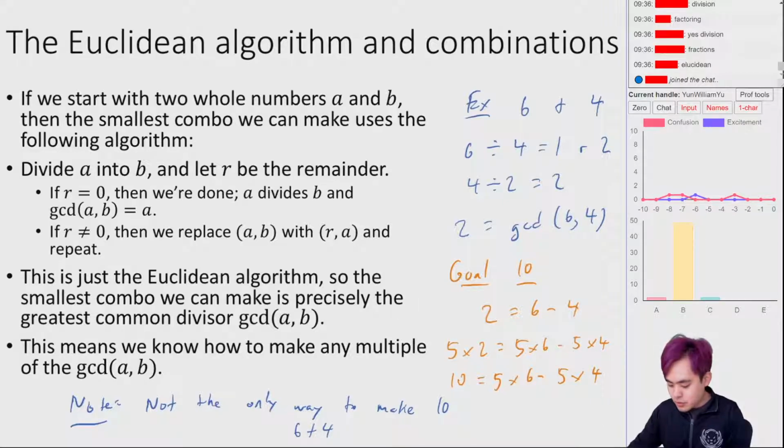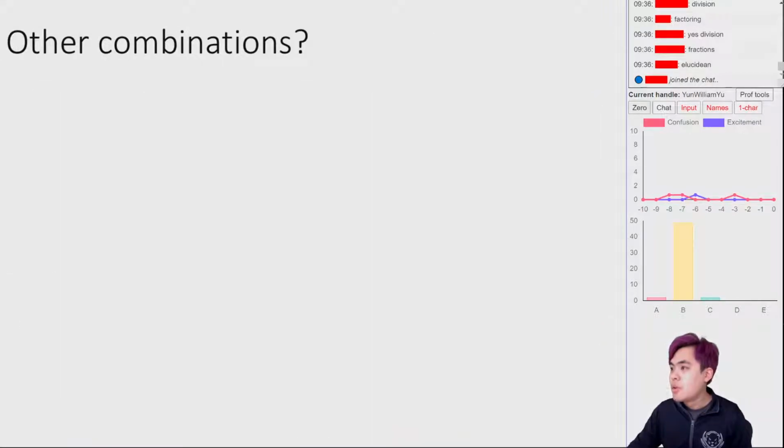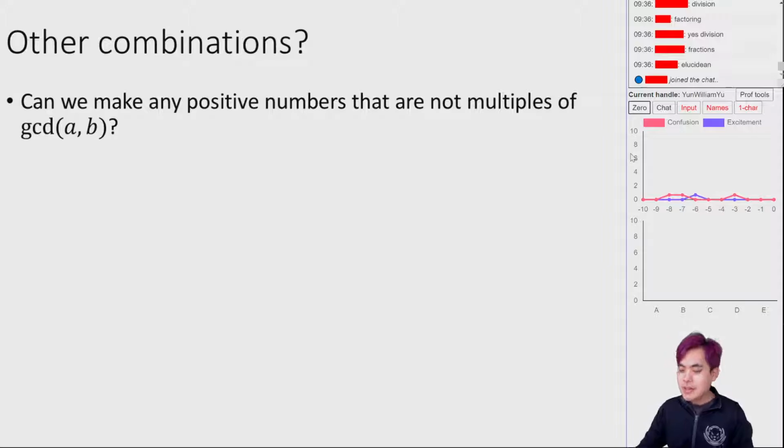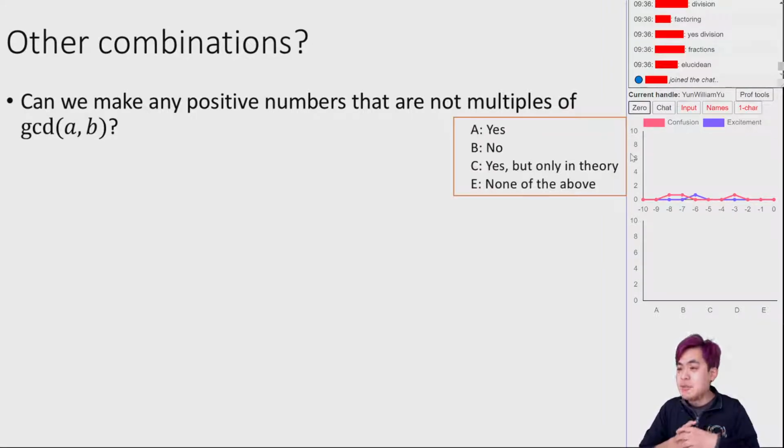Okay, so what about other combinations? Can you make positive numbers that aren't multiples of the greatest common divisor? Notice that we have this method for making numbers that are multiples of the greatest common divisor, but we can also make numbers in other ways. So these other methods that you use, can you use them to make numbers that are not multiples of the greatest common divisor?